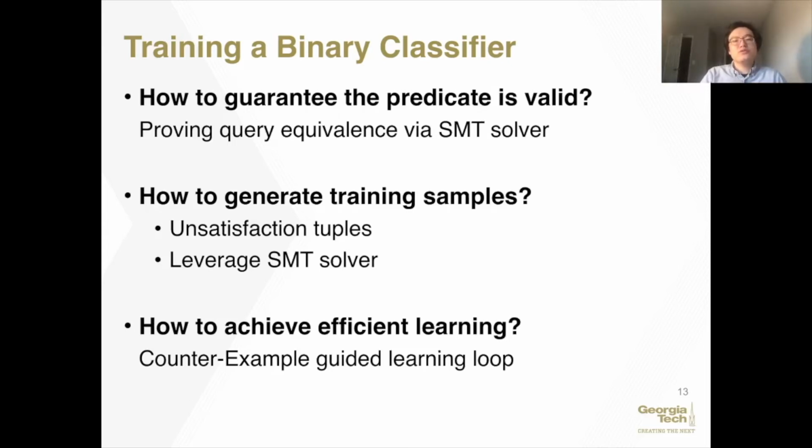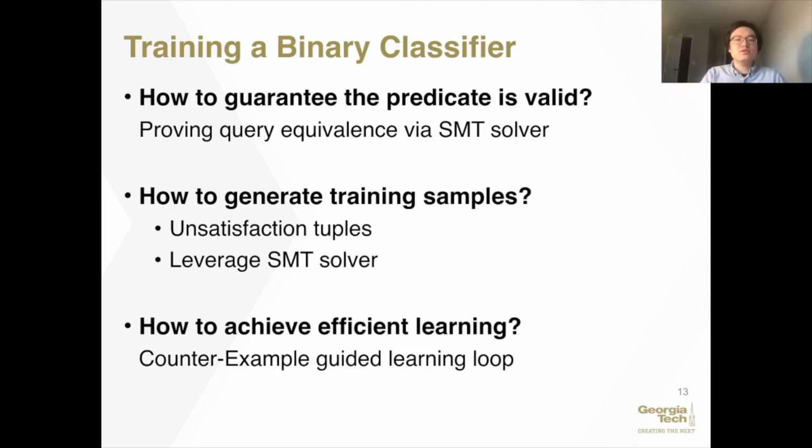The second question we need to answer is how to generate training samples, because the new synthesized predicate doesn't exist yet. How do we know which tuples should be rejected by the valid predicate and which should be accepted? We define what we call unsatisfaction tuples, and we prove that all unsatisfaction tuples should be rejected by the optimal synthesized valid predicate, and all satisfaction tuples should be accepted by the valid synthesized predicate. We encode these unsatisfaction tuples into a formula and leverage the SMT solver to generate training samples.